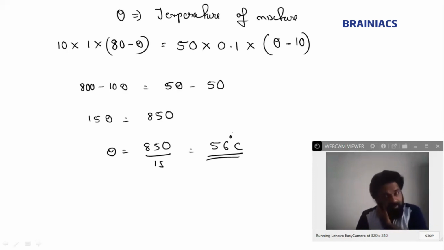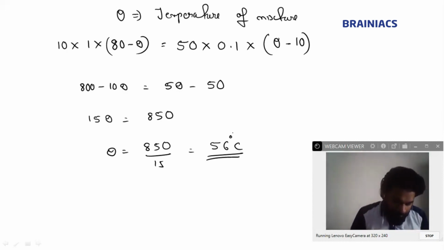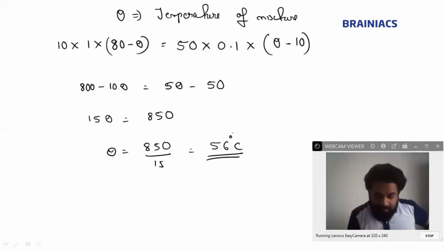Okay, clear? Here we have taken the degree Celsius scale because the change in temperature for degree Celsius and Kelvin is the same. So we have taken degree Celsius, calorie, gram as the units. Clear? Any doubt? Okay, please go through this solution.